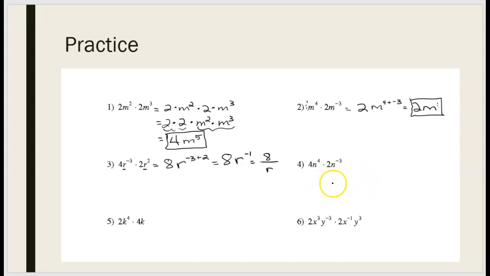Number 4, pause the video, work that thing out. Okay, let's check. 4 times 2 is 8. Both of my variables, my bases, are n's, so I'm going to add the exponents. 4 plus negative 3. This is 8n to the first power. But again, my exponent of 1 does not have to show up. It can be a phantom one. Stay hidden. All right, let's give number 5 a shot.